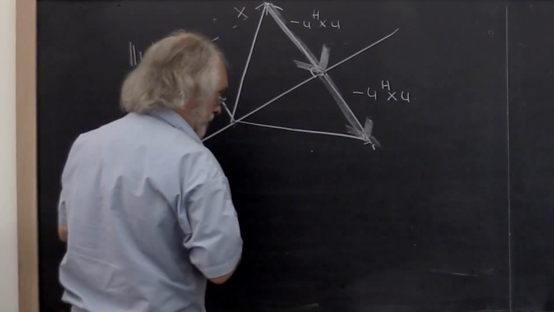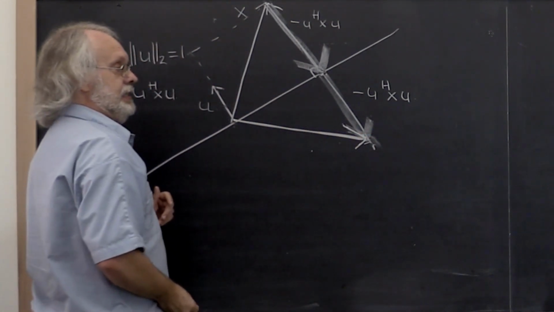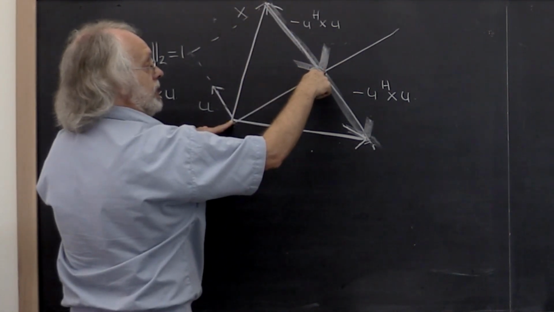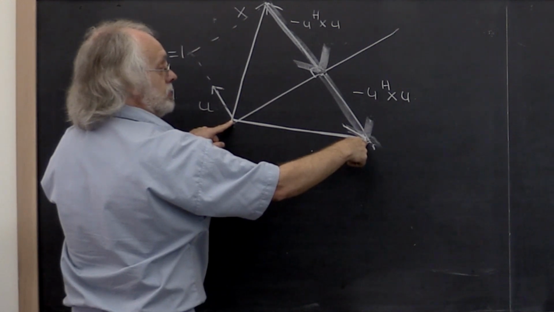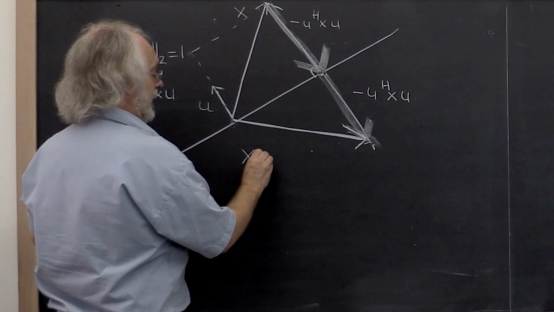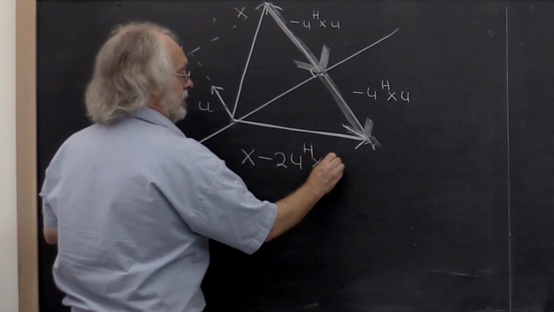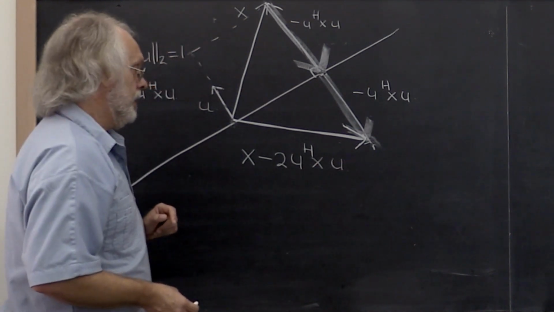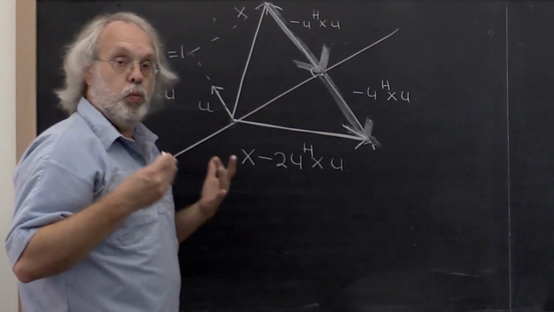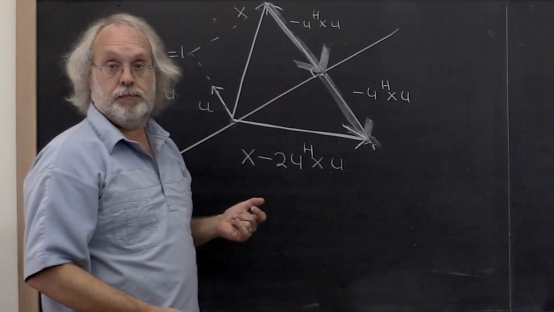And therefore this vector is the vector x minus u dot product with x times u minus u dot product with x times u. In other words, this vector right here is the vector x minus 2 times the dot product of u with x times the vector u. Now, that gives us an expression for this vector, but what we want is a matrix that captures that transformation.